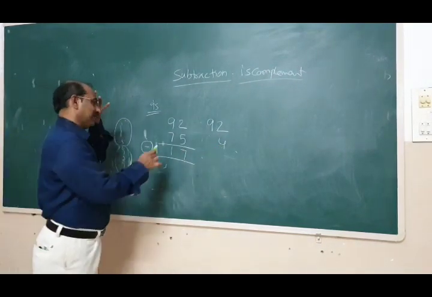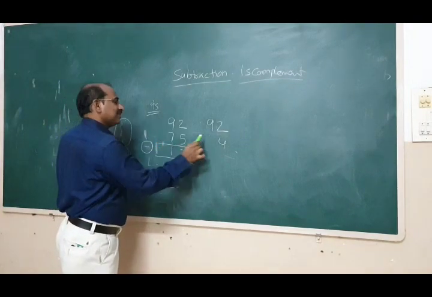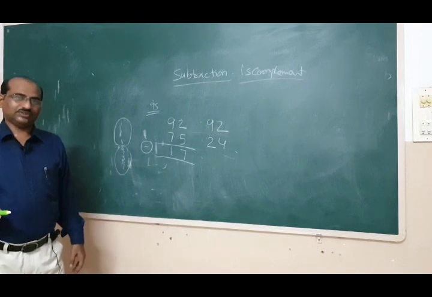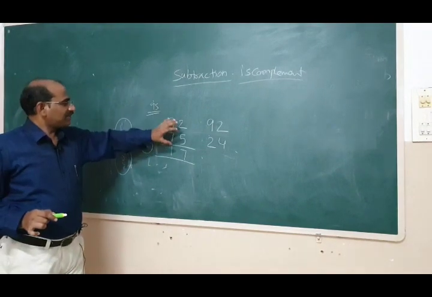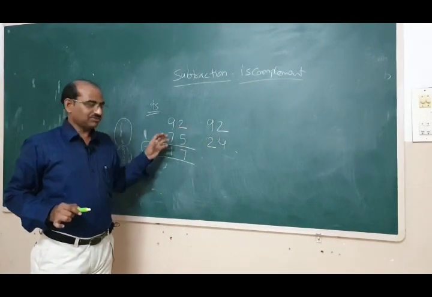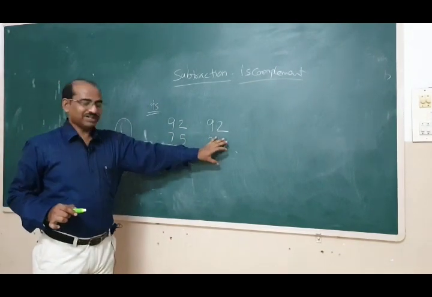Similarly, the 9's complement of 7 is 2. Here the 9's complement of 5 is 4, and the 9's complement of 7 is 2. Like that we have to do. The remaining portion we have to write here.